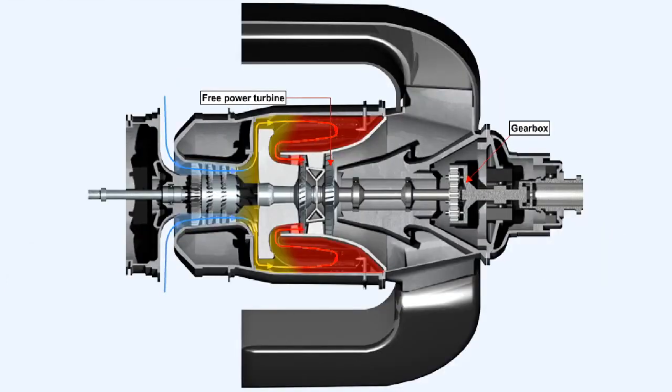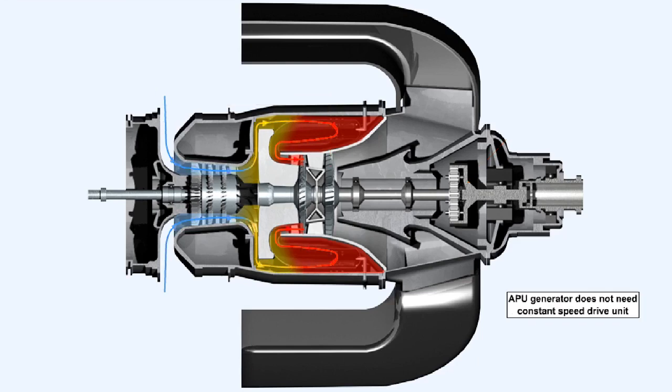The type of gas turbine engine normally used to drive auxiliary power units is a turboshaft engine with a free turbine. The free turbine, which is designed to run at a constant speed, drives the accessories via a gearbox. The fact that the free turbine runs at a constant speed ensures that the auxiliary power unit's generator maintains a constant frequency without the need for an additional constant speed drive unit.